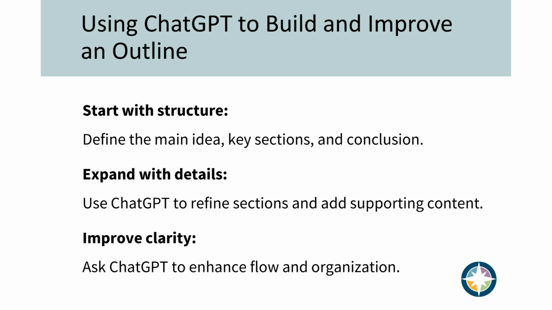This gives your content a clear framework. Step 2. Expand with details. ChatGPT can help fill in gaps, suggest supporting points, and refine your outline. If something feels incomplete, just ask ChatGPT for more details or examples. Step 3. Improve clarity. Once your outline is complete, ChatGPT can help refine it for better flow and organization. Need a smoother transition between sections? Ask ChatGPT for suggestions. By using ChatGPT to structure, refine, and clarify, you'll have a strong, well-organized outline ready to develop into a polished final piece.